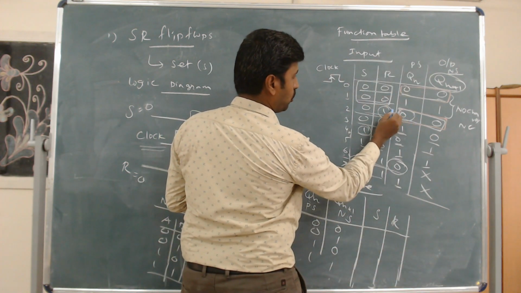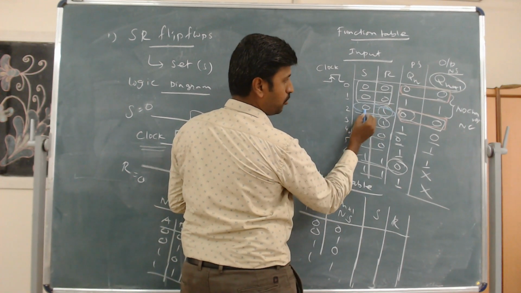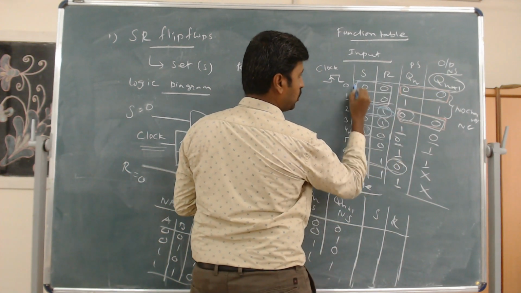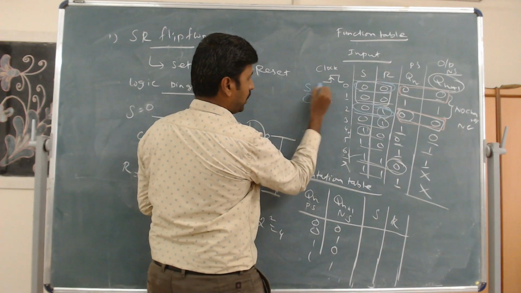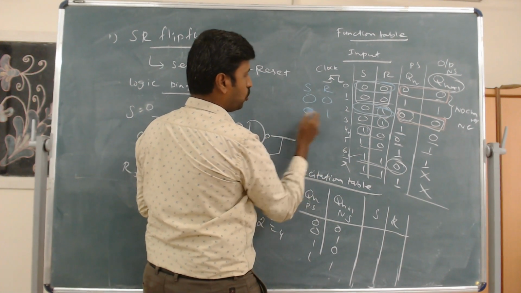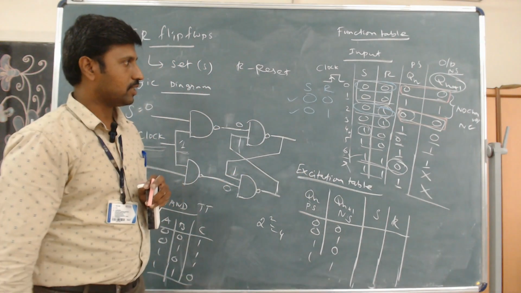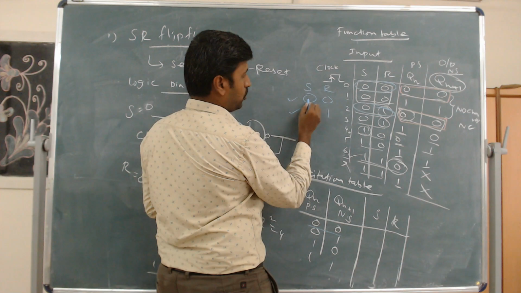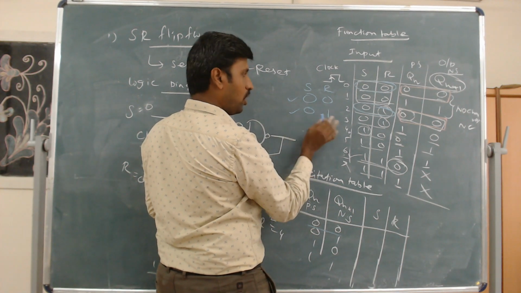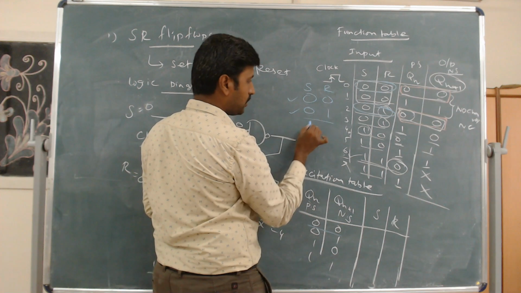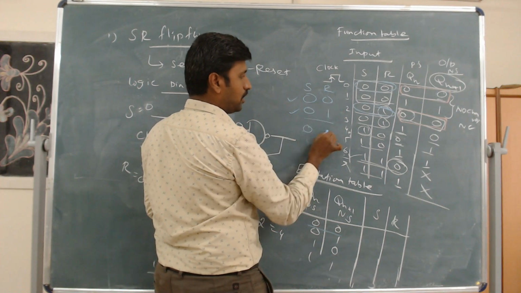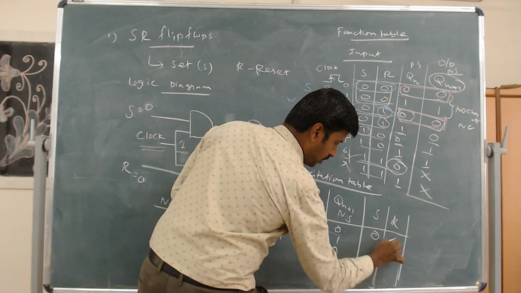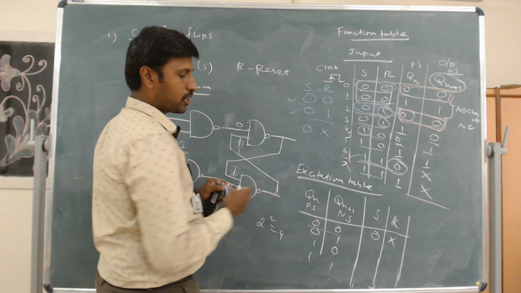For present state 0, next state 0, S will be 0 and R will be 0, giving the combination 0 0, and here 0 1. So the two possible combinations will arrive for the present state 0, next state 0: S will be 0, R will be 0 and 0 1. So I may write this combination as 0 X, where X is a don't care. So I may write this in the excitation table as 0 X for present state 0, next state 0.